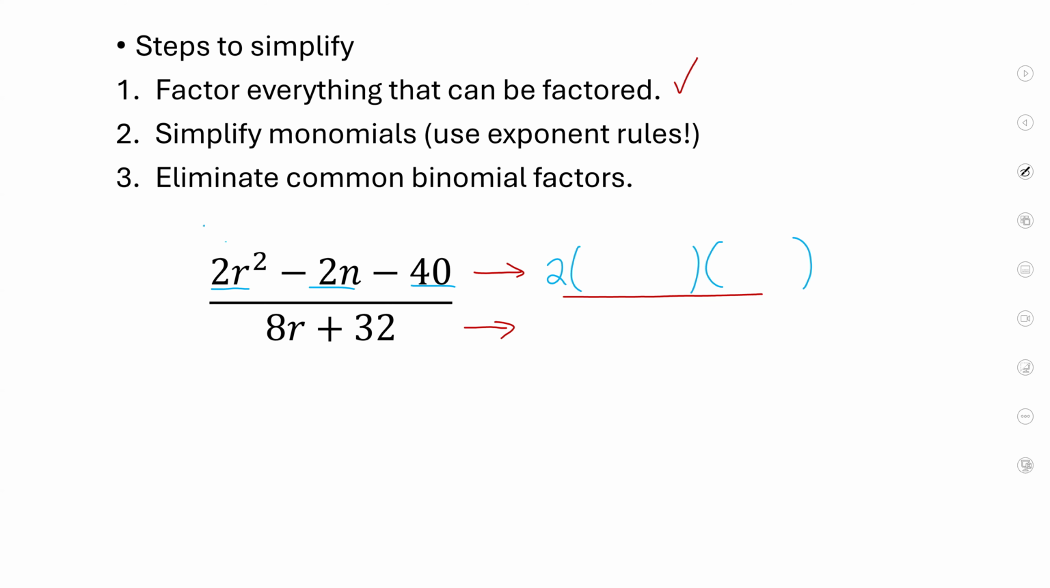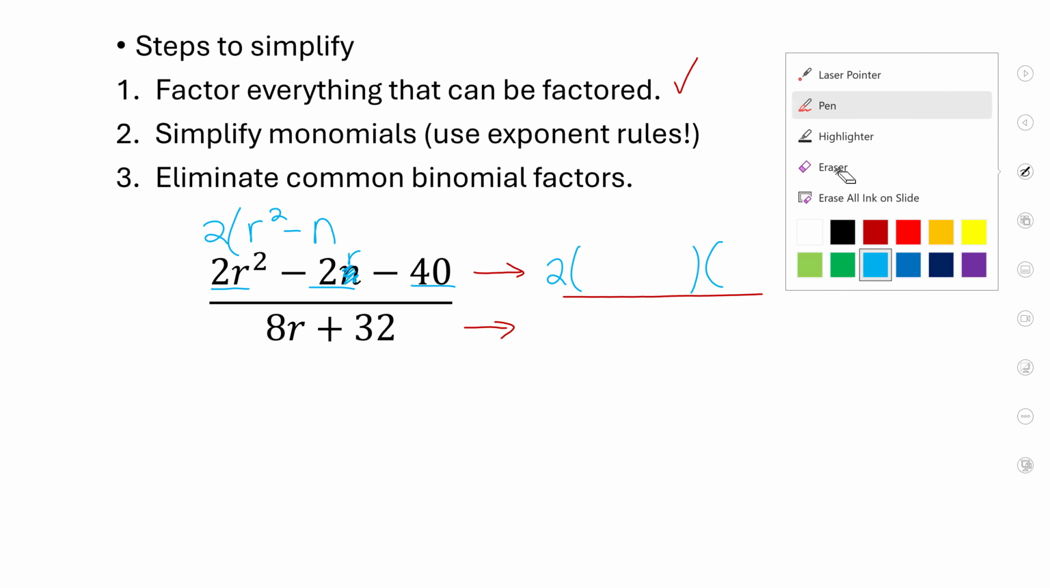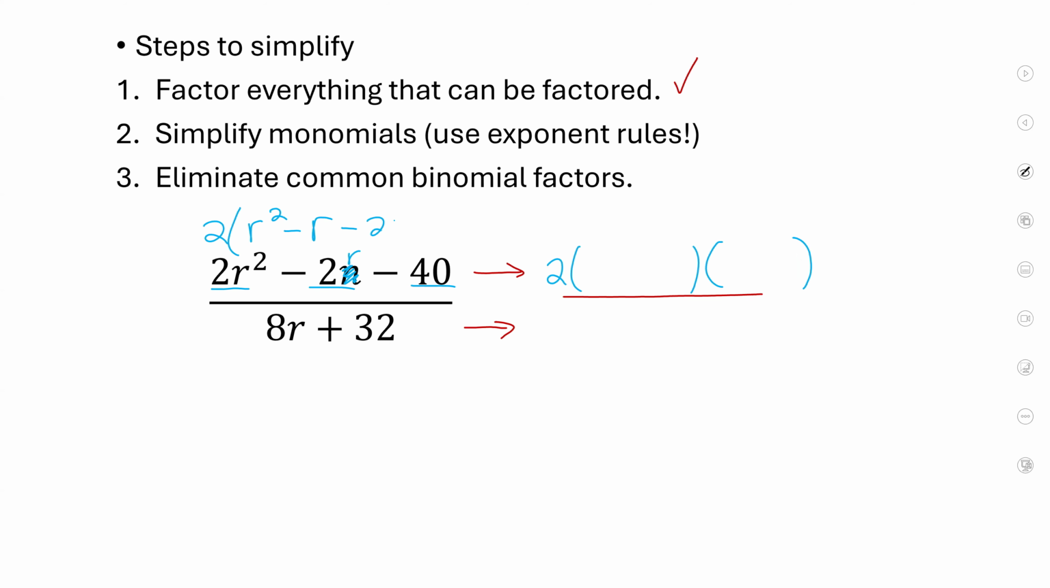Okay, so this would become 2 on the outside, r squared minus r minus 20. Oh, these are r's, these should all be the same. So turn that into an r. Or if you use n's, that's fine. Just make sure all the variables are the same. This should be r minus 20. Okay, so now this is what you're going to use to determine what your factors are going to be. What are two numbers that multiply to negative 20 but add to negative 1? Good. Negative 5 and 4. So I'm going to do r minus 5 and r plus 4. So that's the numerator factored.